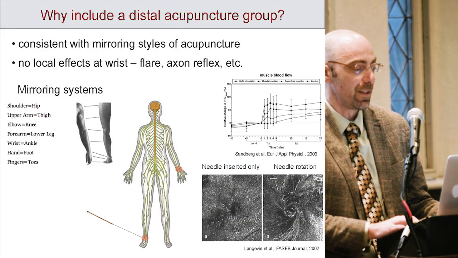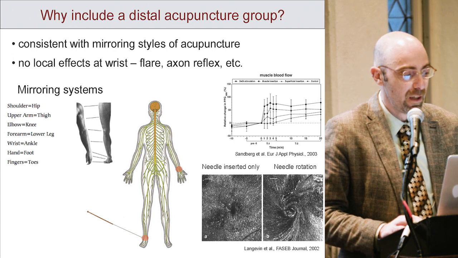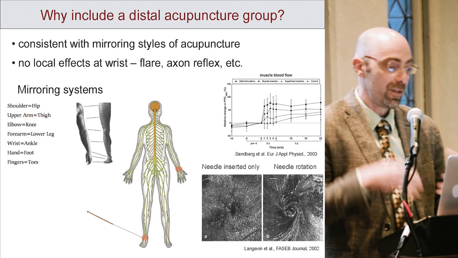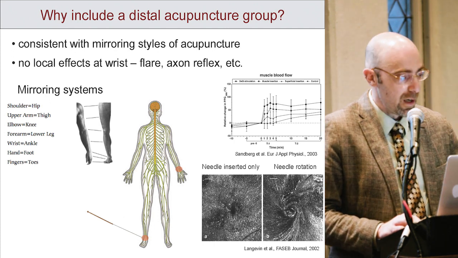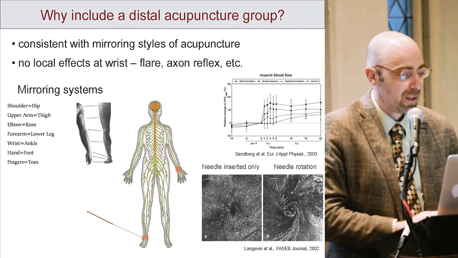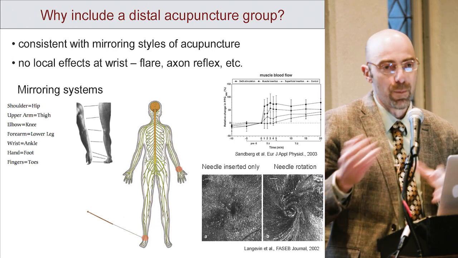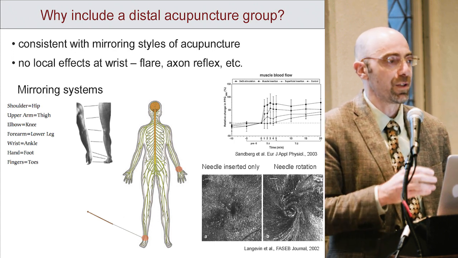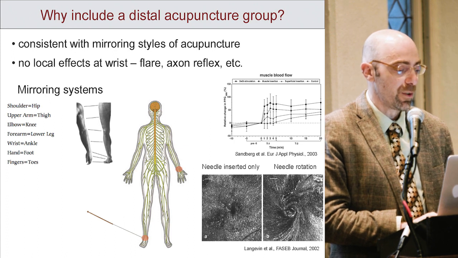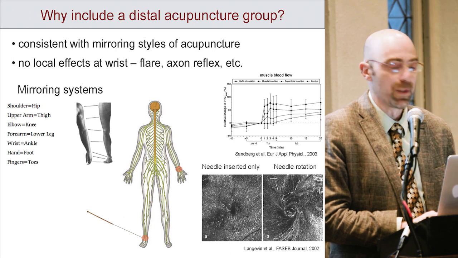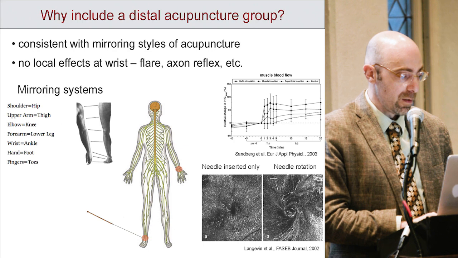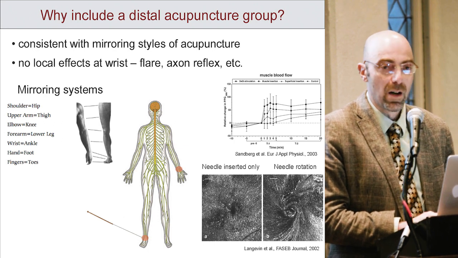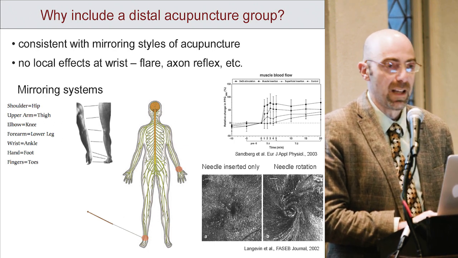So one question that people always ask is, why did you include this distal acupuncture group? Well, first of all, we didn't just randomly choose this. It's consistent with mirroring styles of acupuncture, which many of you in the room are probably familiar with. This is the idea that you can treat different parts of the body by mirroring them on the opposite limb on the other side of the body. So for example, if I wanted to treat the shoulder, I might do acupuncture at the opposite hip. And in this case, if I want to treat the hand or the wrist location over here, I would treat on the opposite limb at the ankle.